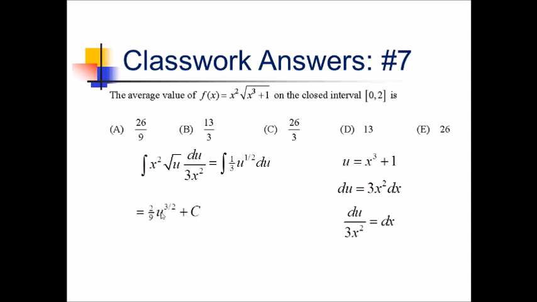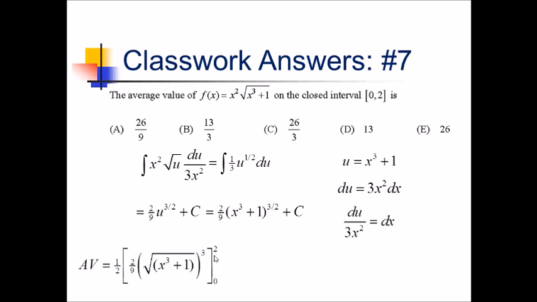And then plugging my x back in so I can actually use this, this is x cubed plus 1 getting plugged in there. All right, so this is now what we're going to use when we do our average value setup. So I'm going to have 1/2 times essentially this thing being evaluated from 0 to 2. So 1/2 times this thing with 2 plugged in.